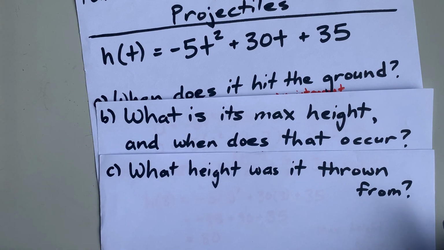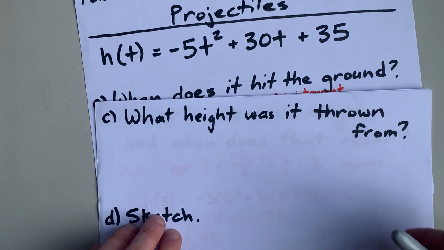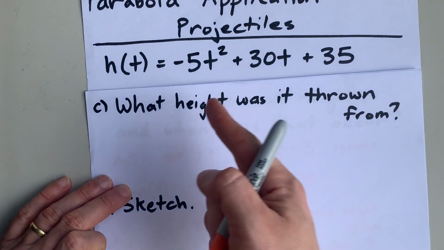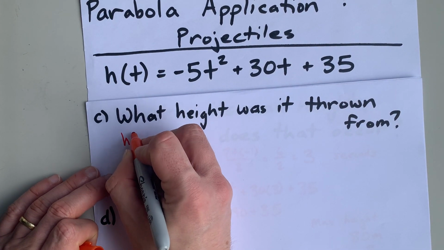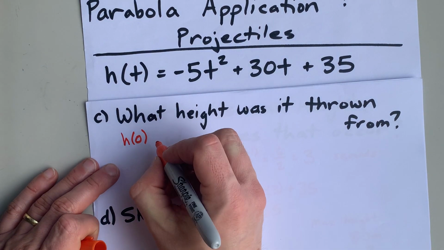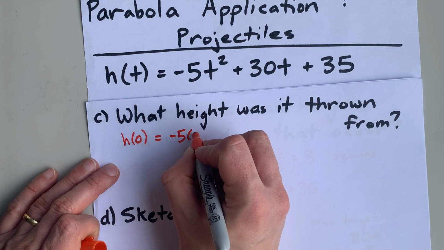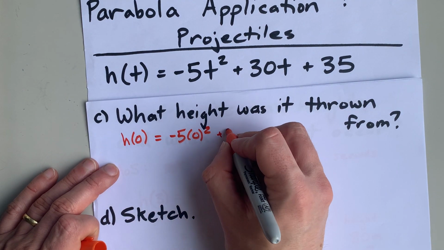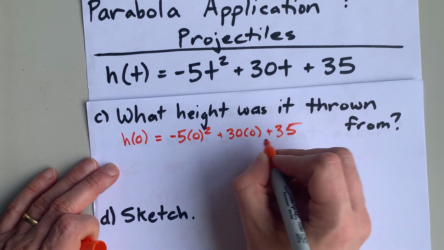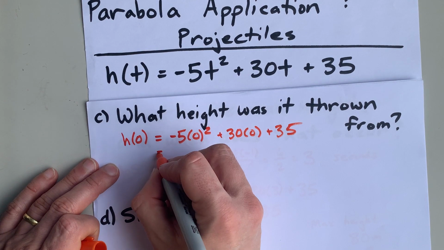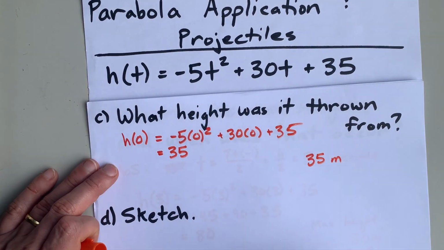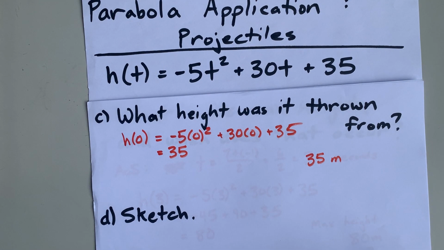Another popular question is, what height was it thrown from? That's code for asking, what is its height after 0 seconds have elapsed? So this is as easy as saying, what is h after 0 seconds? Well, if I plug in 0 for this t, and I plug in 0 for this t, then I get 0 plus 0 plus 35, which is 35. So it was thrown from a height of 35 meters.